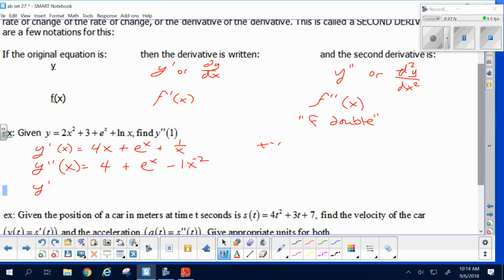Now I can say y double prime at 1 by plugging 1 in. Y double prime at 1 is 4 plus e to the first, or just e, minus 1. Or I guess you could say 3 plus e. Cool? All right. I think that's good. I'll leave the other one.